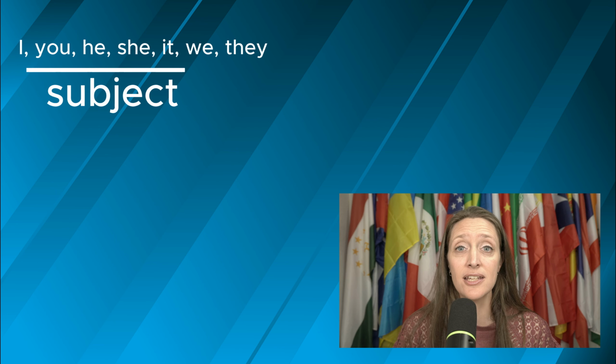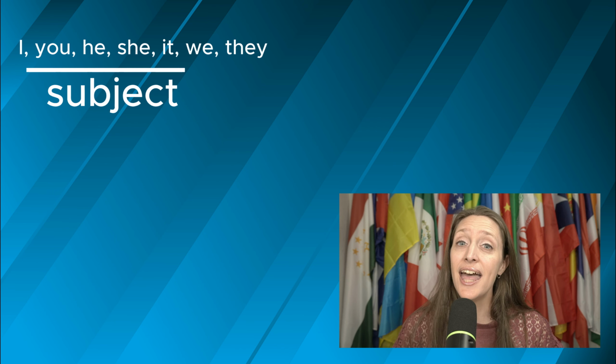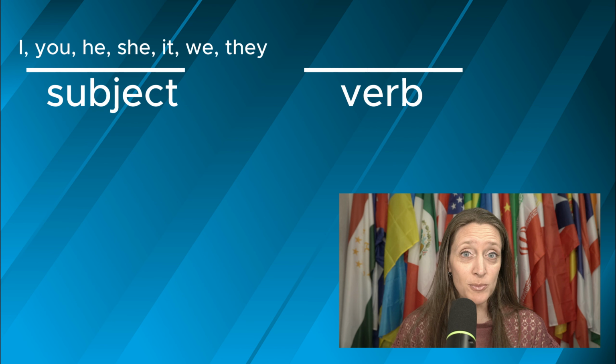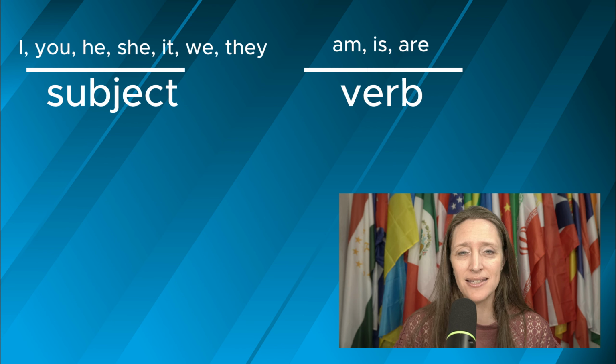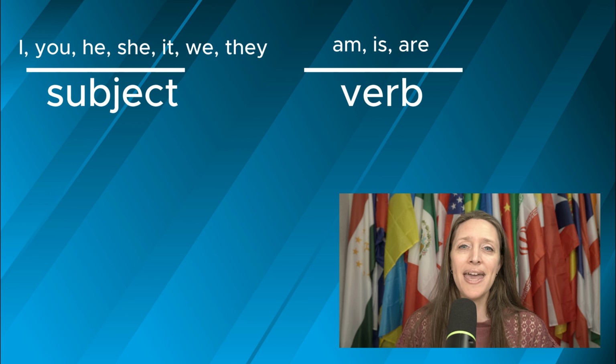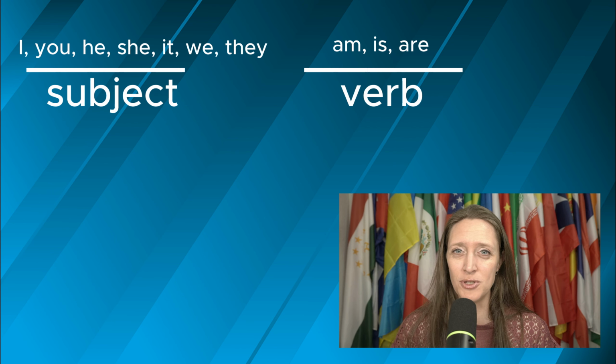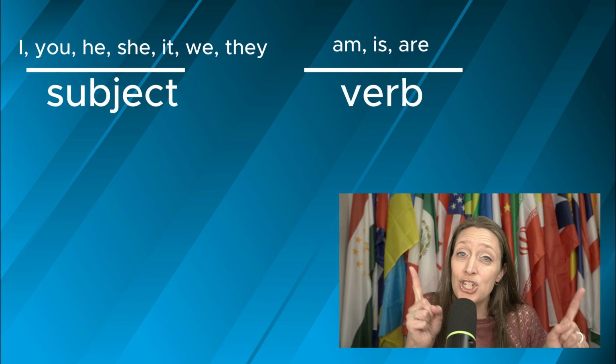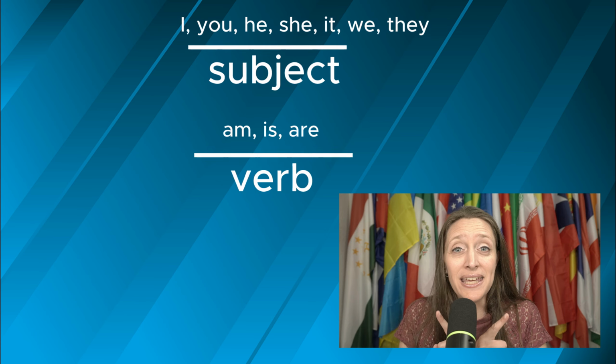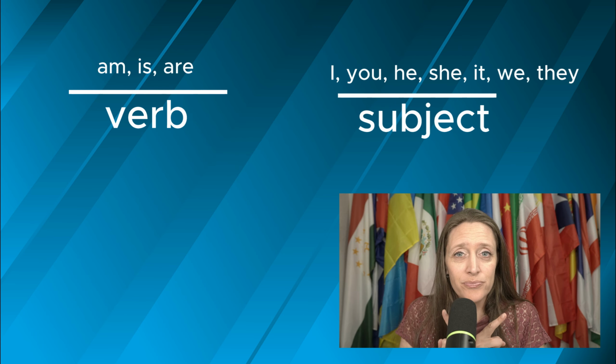How do we make questions with the verb to be in present tense? A regular sentence in English always starts with your subject. For example, I, you, he, she, it, we, they, and then the verb. And the verb to be is am, is, and are. Now, when we make a question with the verb to be, it is not hard, but we have to change the verb to be and the subject.